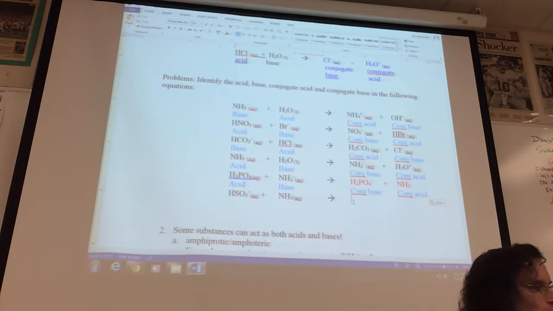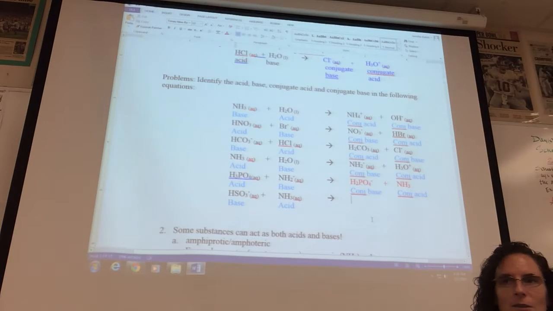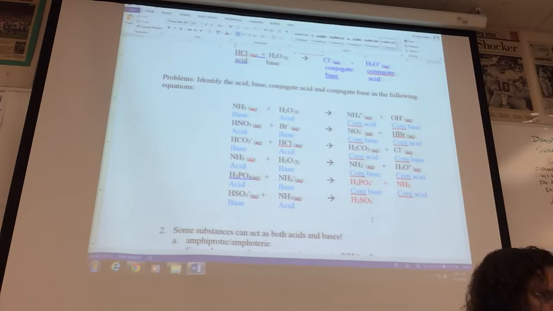Okay. Well, the first one's a base, and the second one's an acid. Yeah. There's more than one answer on this one, so we'll work it both ways for those of you who are like, oh, he's not right. He's right. All right. What are we going to form? You are going to form H2SO3. Yep. And NH2 minus. Yep. Good job. So that's one possibility.